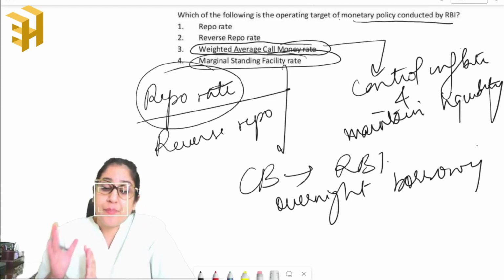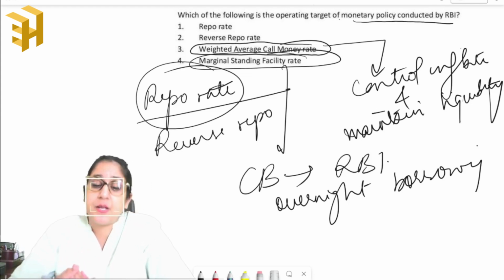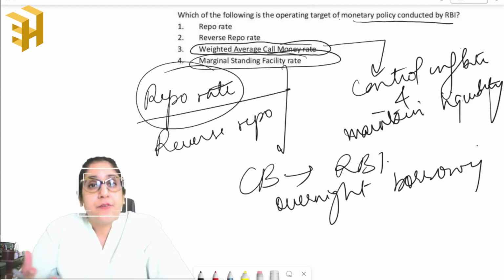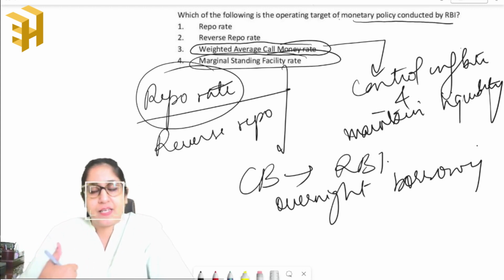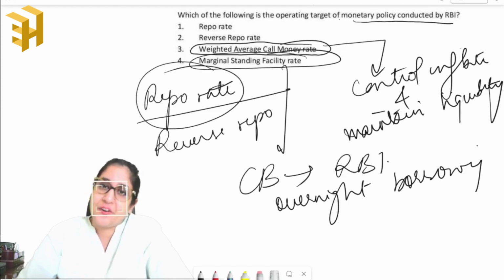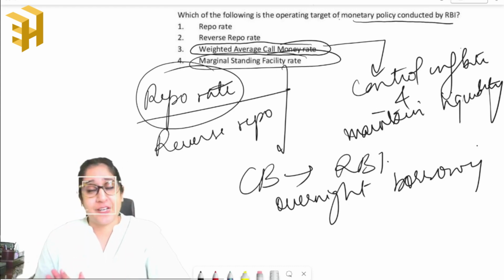Okay, so please remember, these are very, very important terms, right, which are useful in your banking subject, money and banking, money market, and so on. Okay, so make a note of it, right?